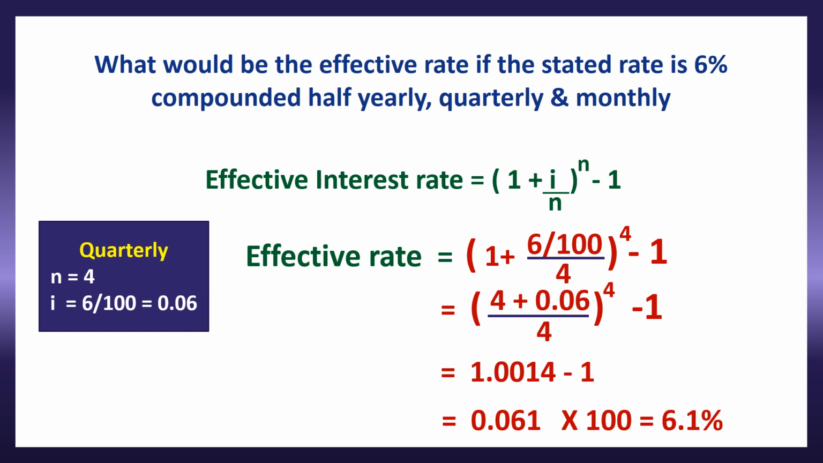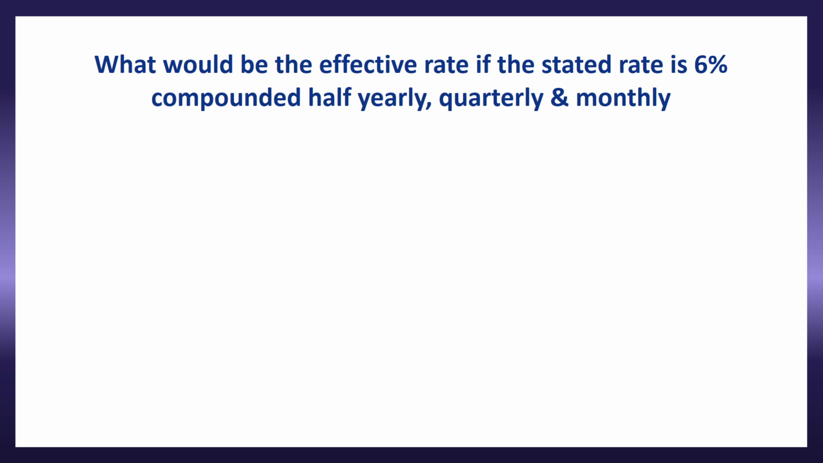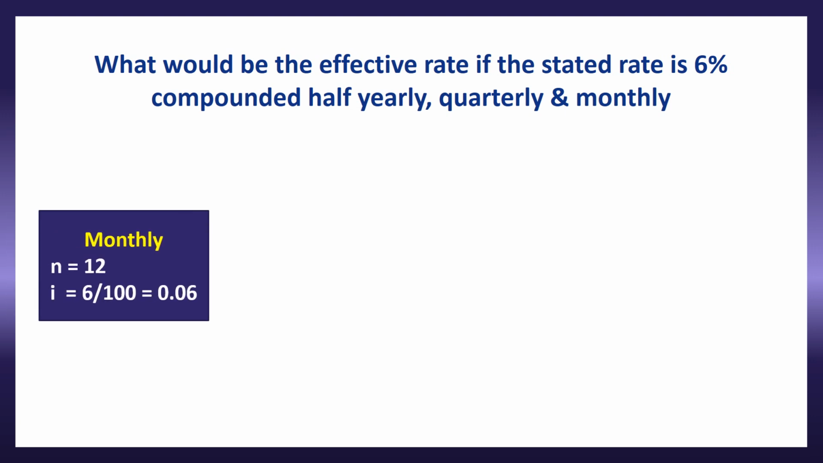When we compounded it half yearly, we got 6.09 percentage, and when compounding it quarterly, the 6 percentage is again increasing. It becomes 6.1 percentage. Now let us check what happens when it is compounded monthly. Then n becomes 12 because in a year 12 months are there. Every month interest is compounded. So n becomes 12. i is the same 6%.